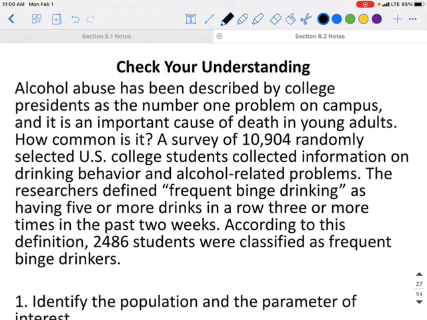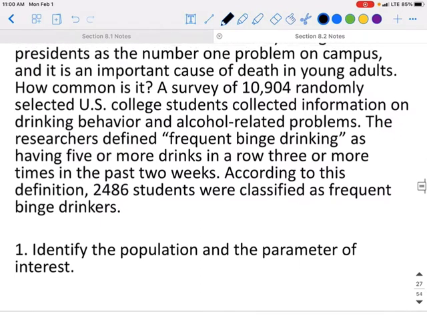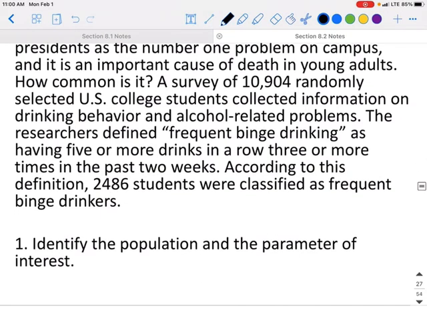Now let's check our understanding. Alcohol abuse has been described by college presidents as the number one problem on campus and is an important cause of death in young adults. How common is it? A survey of 10,904 randomly selected U.S. college students collected information on drinking behavior and alcohol-related problems. The researchers defined frequent binge drinking as having 5 or more drinks in a row 3 or more times in the past 2 weeks. According to this definition, of those 10,904 randomly selected students, 2,486 students were classified as frequent binge drinkers. Identify the population and the parameter of interest.